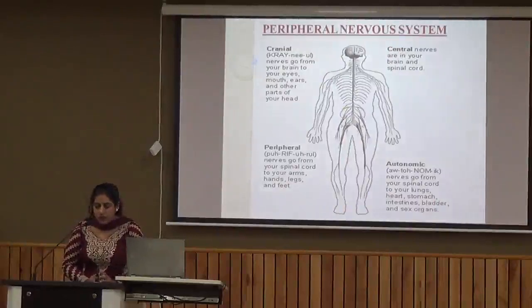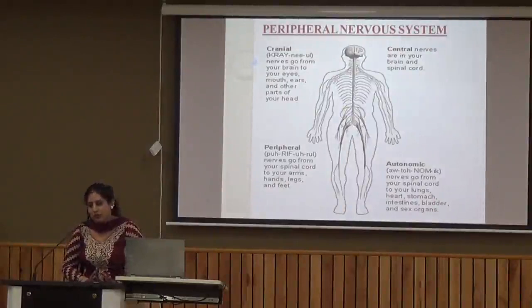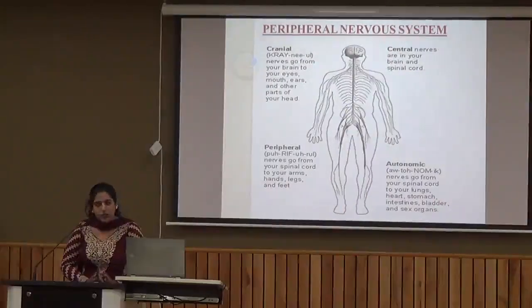Peripheral nervous system, if you look at it, there are cranial, peripheral, central nerves and autonomic nerves. Now they all are related to each other. In short, they are coordinating with each other.